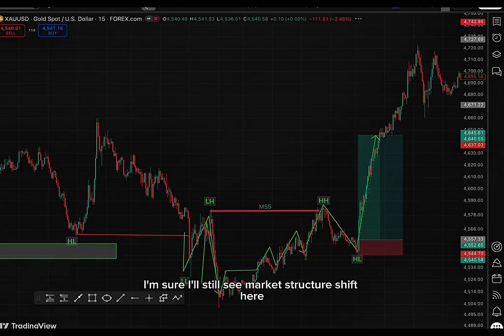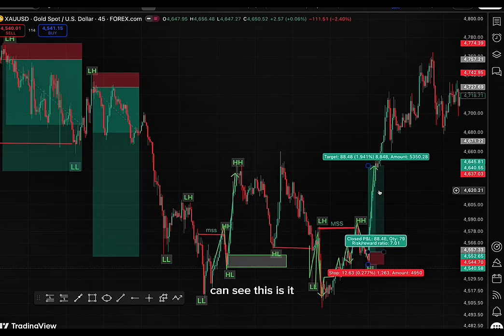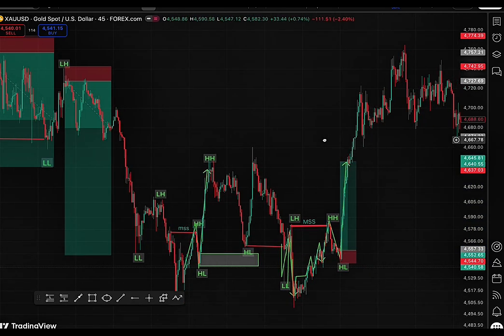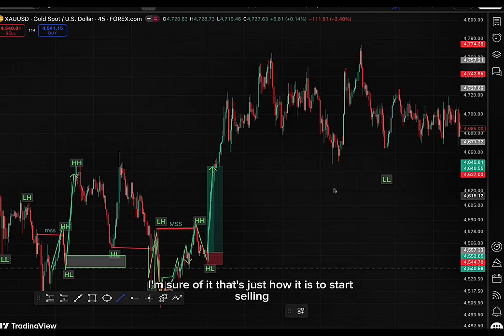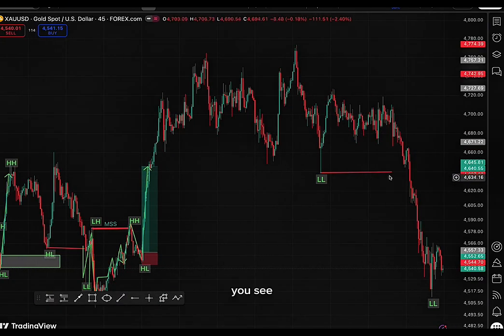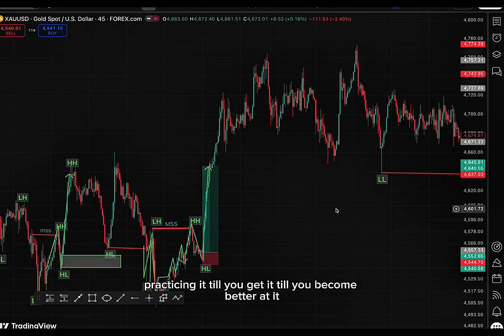Let's check this. I'm sure I'll still see a market structure shift here. You can see this is it. This is it over here. They need to start selling. I'm sure of it. That's just how it is. They start selling. You see? That's just how the market works. That's just how the market structure is. You need to keep practicing it till you get it. Till you become better at it.